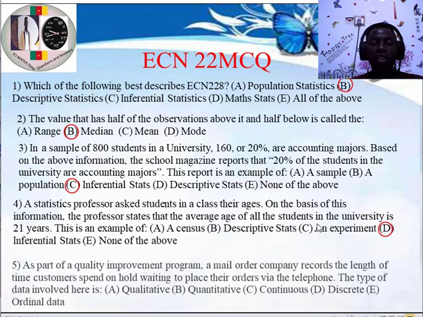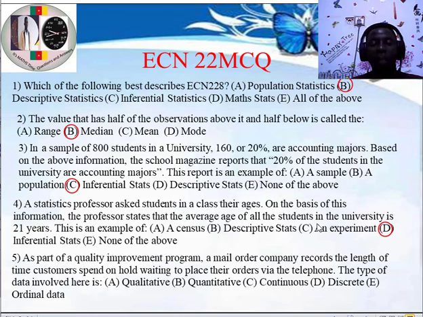The next question is question number 5. As part of a quality improvement program, an email order company records the length of time customers spent on hold waiting to place their orders via the telephone. The type of data involved here is, okay, so if we are waiting online to place our order on the telephone, what type of data are we collecting?